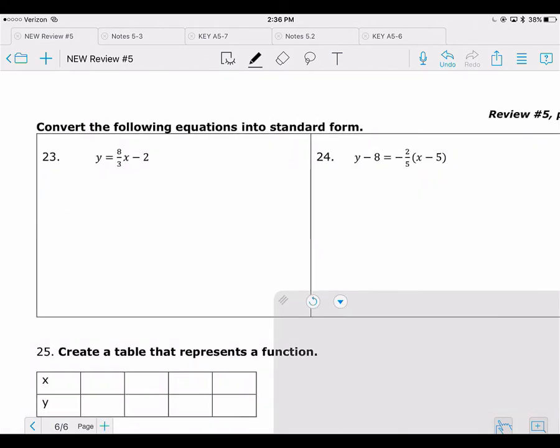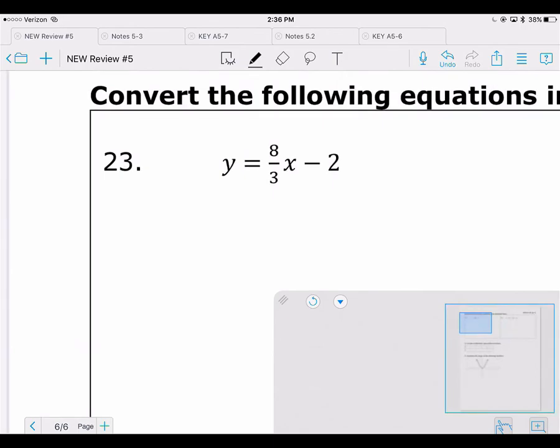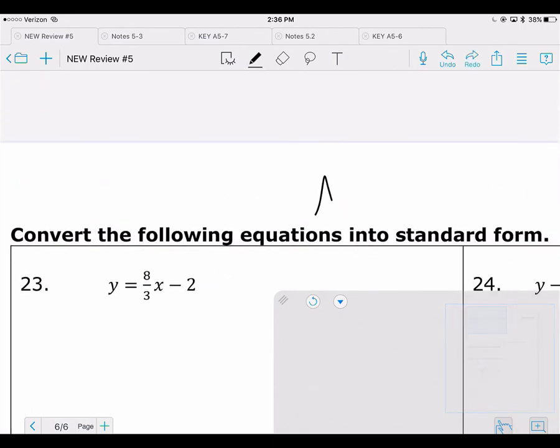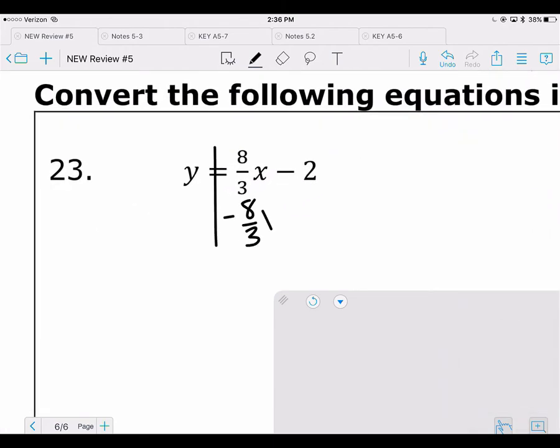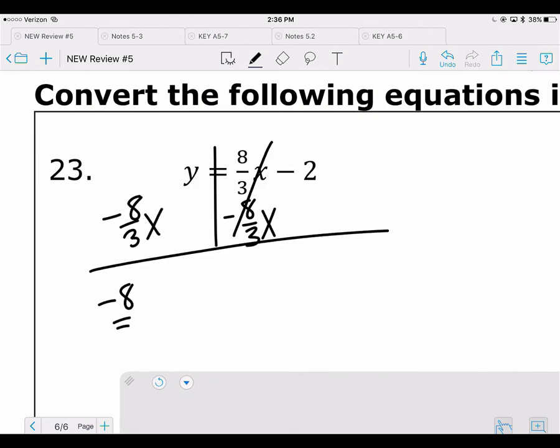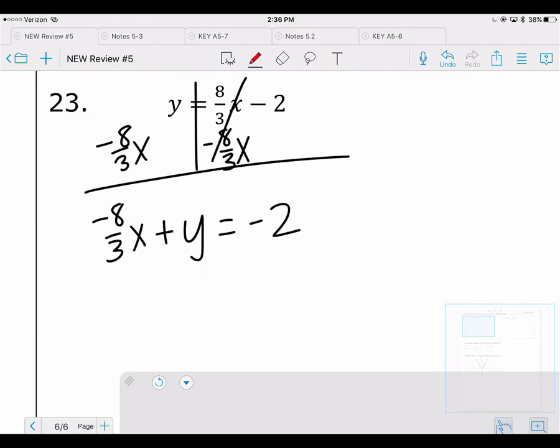On the back, we've been asked to convert into standard form. So remind ourselves that standard form is the most persnickety proper form of all time. We can't have fractions. X and y have to be next to each other. It's very picky. So first I'm going to get x and y next to each other. So negative 8/3 x plus y equals negative 2. Now x and y are next to each other, so that's good, but I can't have a fraction. So I need to multiply everything by the denominator.